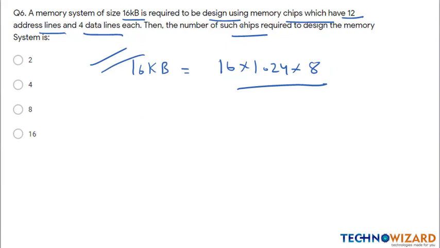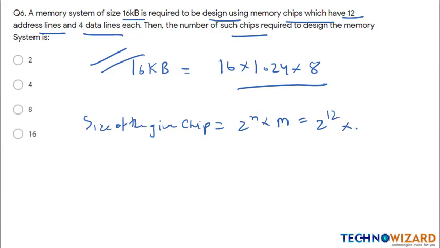To find the size of the given chip, when address lines and data lines are given, the formula is 2 to the power n into m. Here n is the number of address lines, that is 2 to the power 12, and m is the number of data lines, that is 4. We can write 2 to the power 12 as 2 squared into 2 to the power 10, into 4, which is equal to 4 into 1024 into 4.